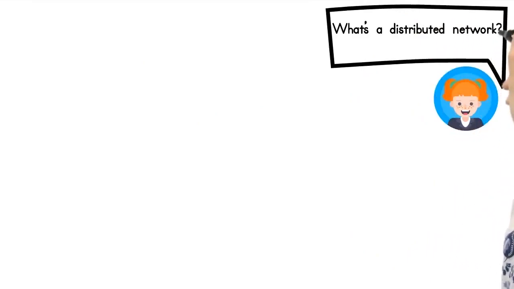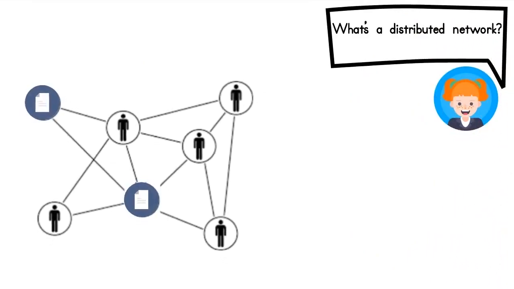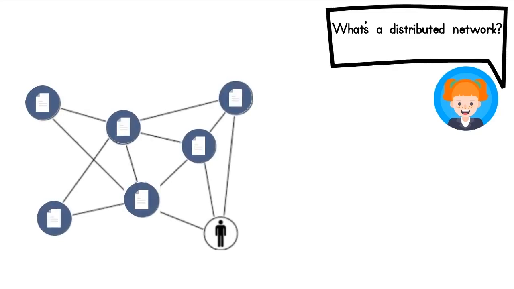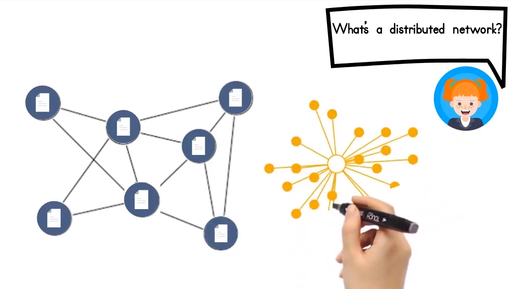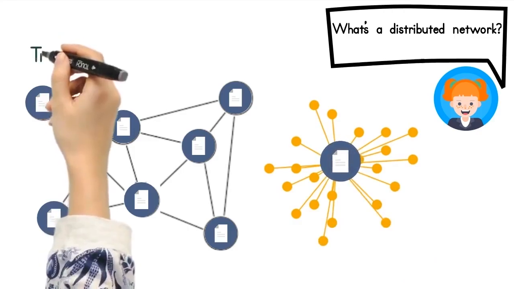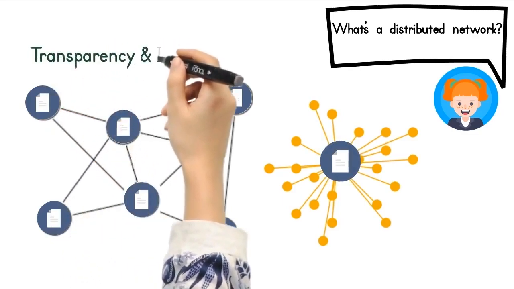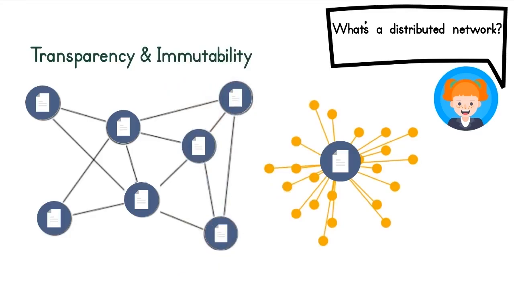What's a distributed network? With a distributed network system, all the computers in the network keep a copy of the data and execute functions concurrently, as compared to a client-server network where the server takes care of the storage of data, with administrators who have the power to edit the data. Distributed network systems offer the transparency of data and contribute to the immutability of data.